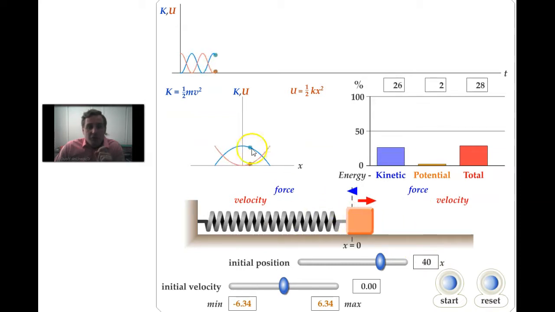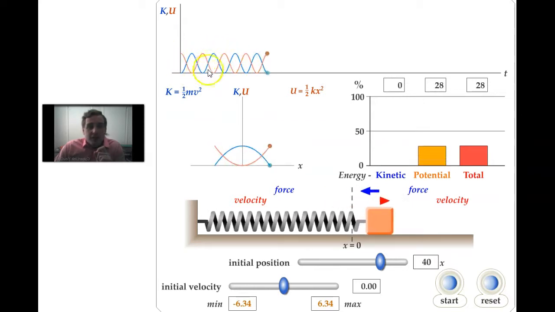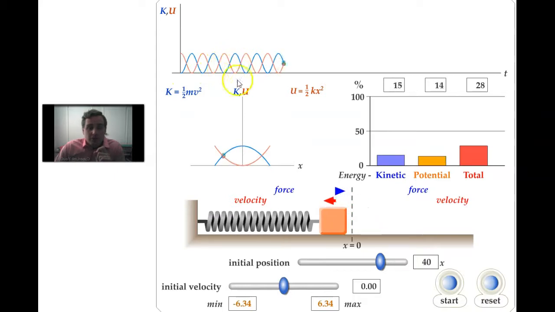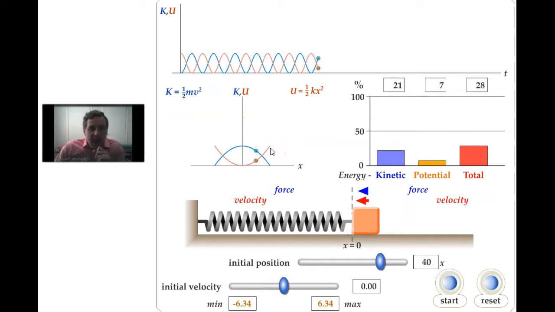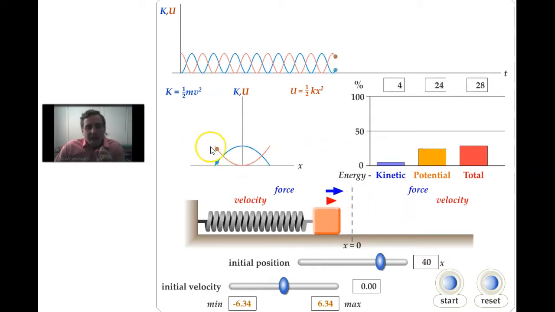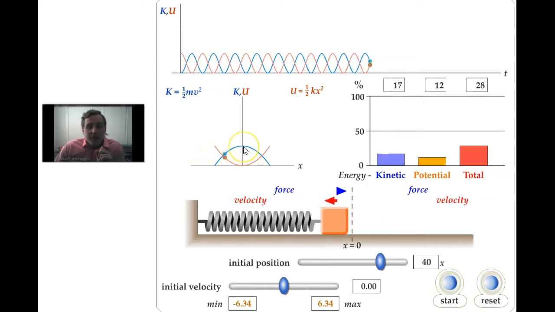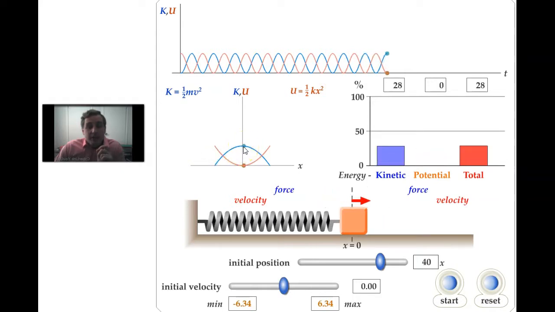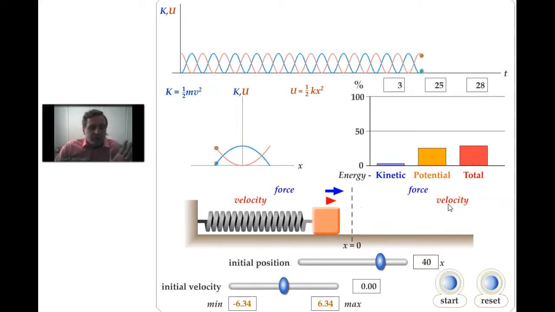We have a small amplitude oscillation. Indeed, the potential energy is like a cosine squared function. The kinetic energy is like a sine squared function. Notice the potential energy becomes maximum at x equals x max or x equals negative x max. The kinetic energy becomes maximum at x equals 0. That's when the velocity is maximum, at least the speed I should say.